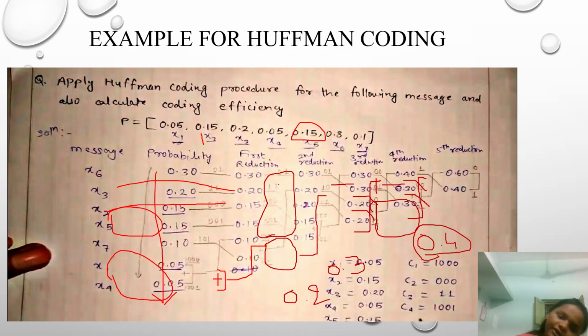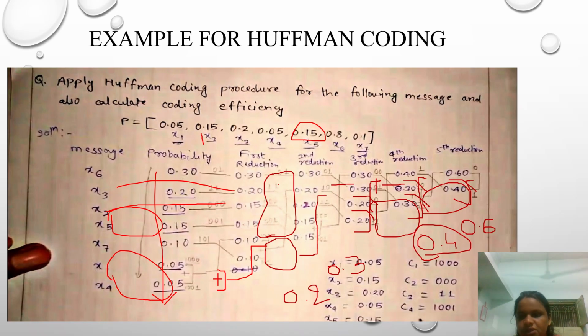After this, the 0.4 comes to the up position and the 0.3, 0.3 are in the down position. We need to add the last two frequencies. After adding these two, we get the sum as 0.6, which is greater than 0.4. So we need to write this one on the upside and the 0.4 on the downside.